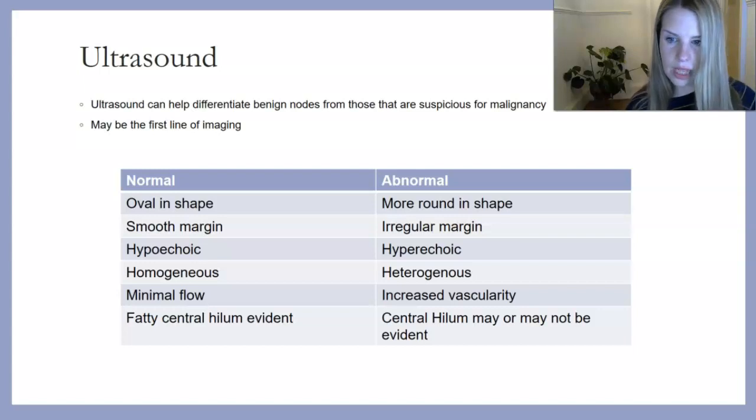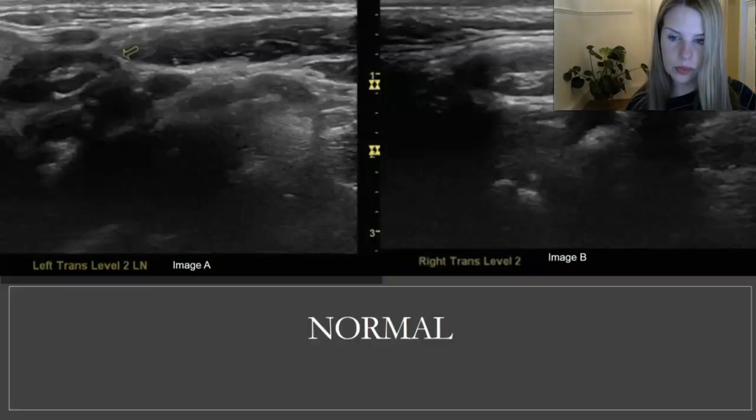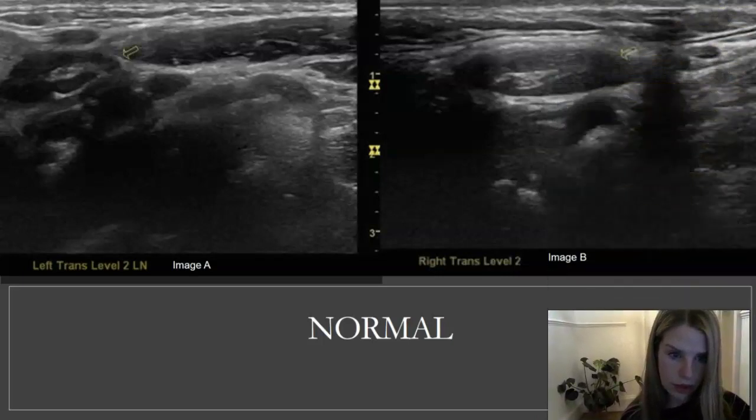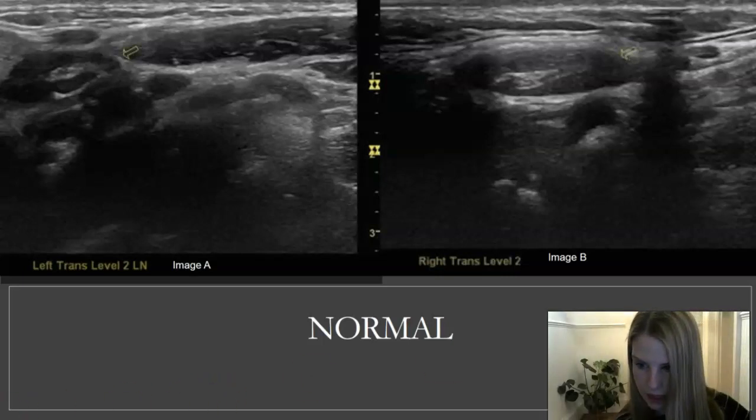So we'll have a little look at a normal lymph node on an image. Again, I have to move myself. Okay, so both of these images show a nice normal lymph node. So I'll see if I can put on my little pointer.